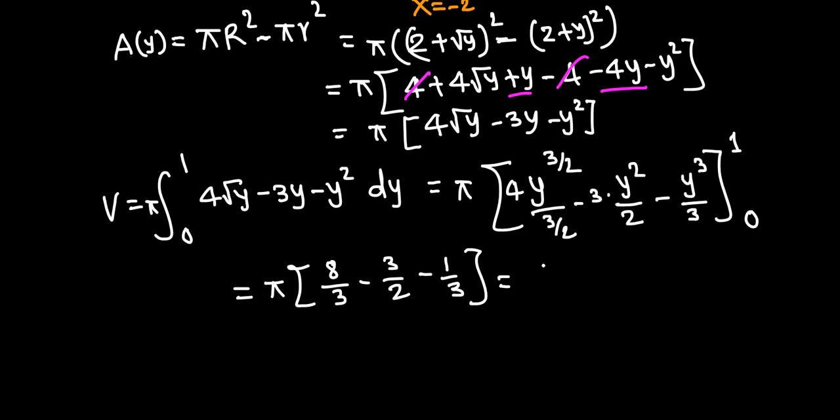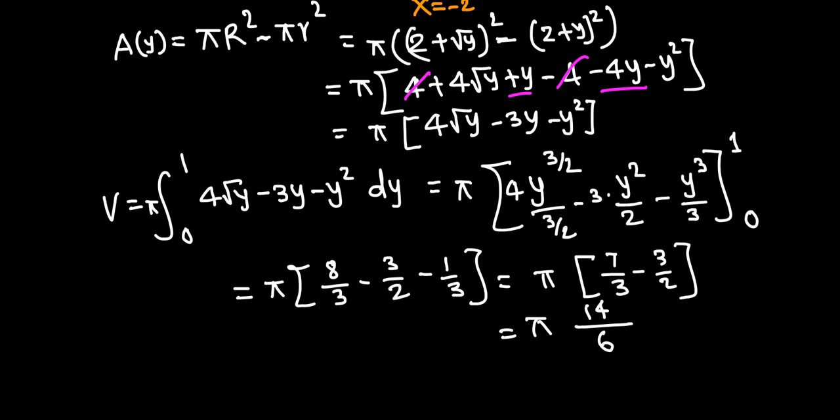Let's simplify. Pi times 8/3 minus 1/3, which is 7/3, minus 3/2. So for 3 and 2, the common denominator will be 6. 3 goes into 6 twice. 2 times 7 is 14, minus 3 is 9... which gives 5/6. So the volume is 5/6 pi cubic units.